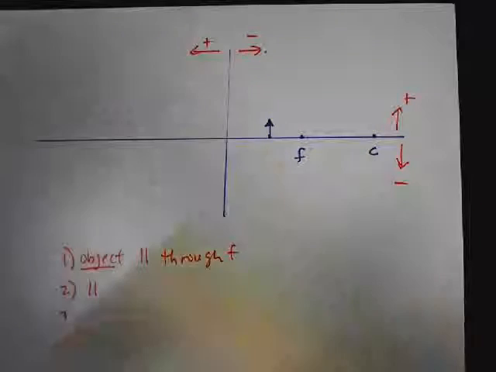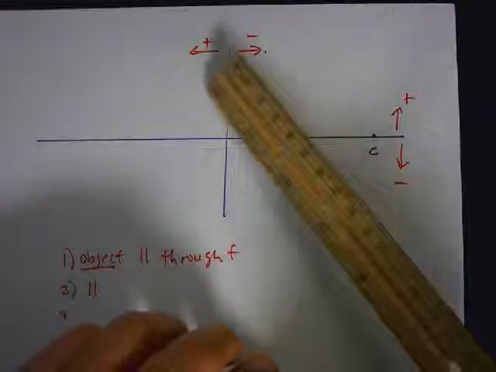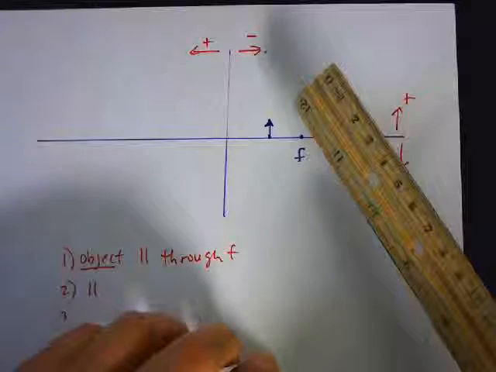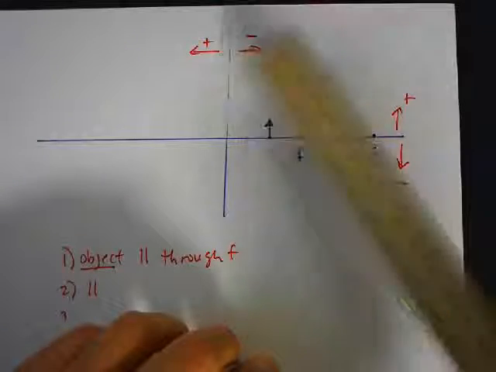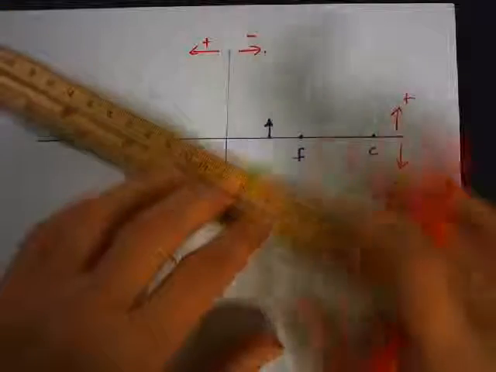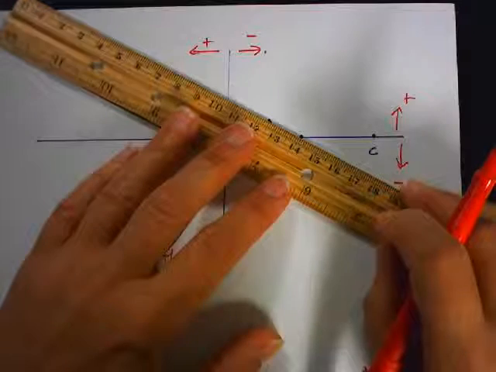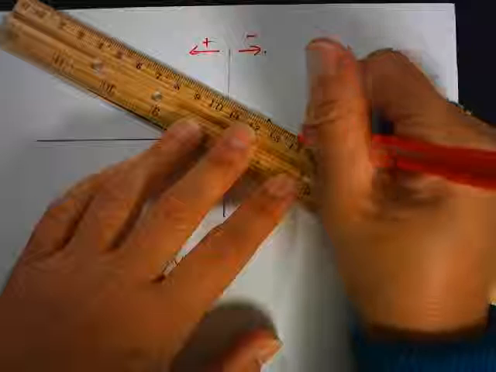So let's say I was going to do rule number 1. I don't know where the object is, but I know that the object, rule number 1, when it hits the mirror, then it has to hit the top of the image and go through F. So what I'm going to do is, here's F, so I'm kind of doing it backwards. This is my virtual line here, watch. So I'm going to draw this one dashed.